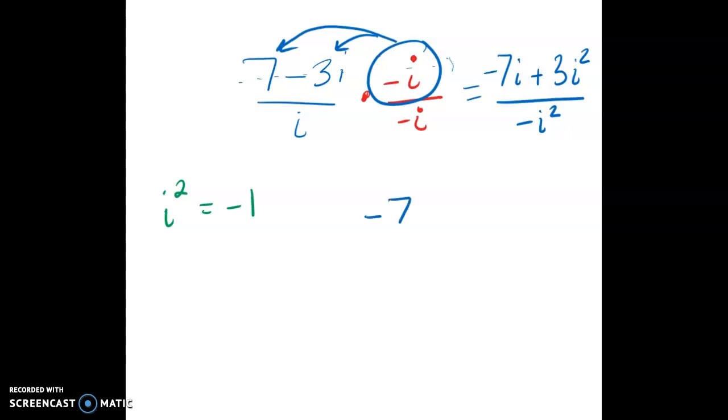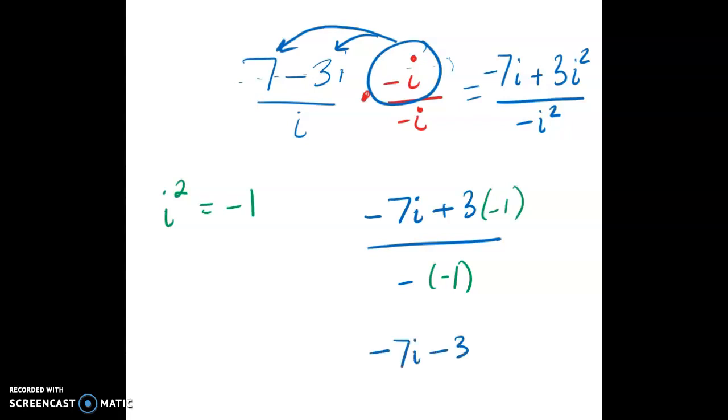So let's do that. Negative 7i plus 3i squared over negative i squared. And like I said, I'm going to replace the i squareds with negative 1. And that's our definition of a complex number. So here on the top, I'll get negative 7i minus 3. And on the bottom, the opposite of negative 1 is 1. So now I've written this in standard form, negative 7i minus 3.